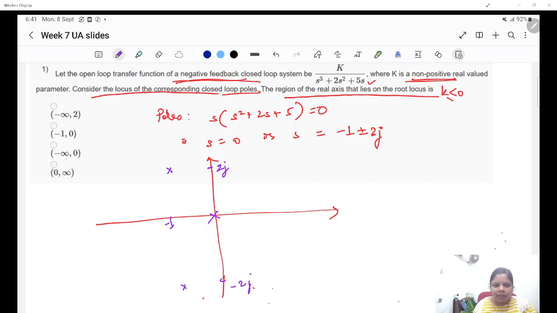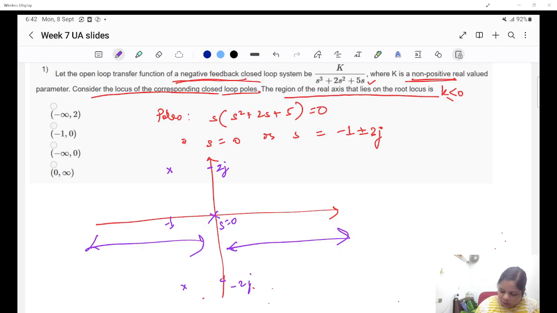Now how many regions do we need to check? We have to look at what poles and zeros are lying on the real axis. There is no zero, right? Because in the numerator we don't have any s term. There are only poles. There are three poles. But how many of them lie on the real axis? Just one pole, which is s is equal to 0, lies on the real axis. So it divides the real axis into two parts. One is this part and one is this part. So we have to check which of these regions the root locus is going to lie in.